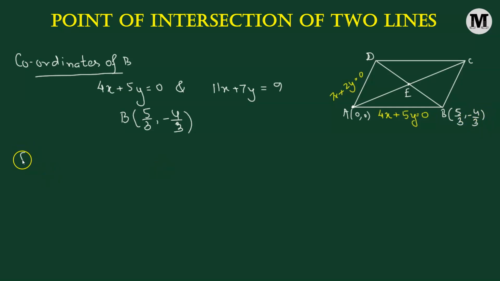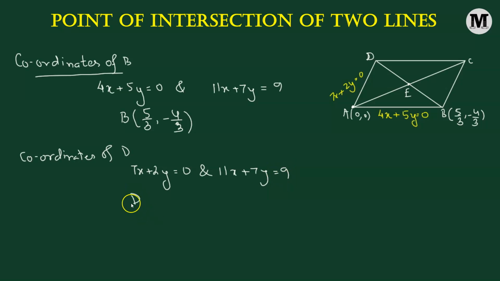Next, we'll find the coordinates of the other vertex, D. All we have to do is take the other equation, 7x + 2y = 0, and the equation of the diagonal, 11x + 7y = 9. When we solve this, we get the coordinates of point D. The x coordinate comes out as negative 2/3, and the y coordinate is 7/3. So now we have the coordinates of point D as well as point B.